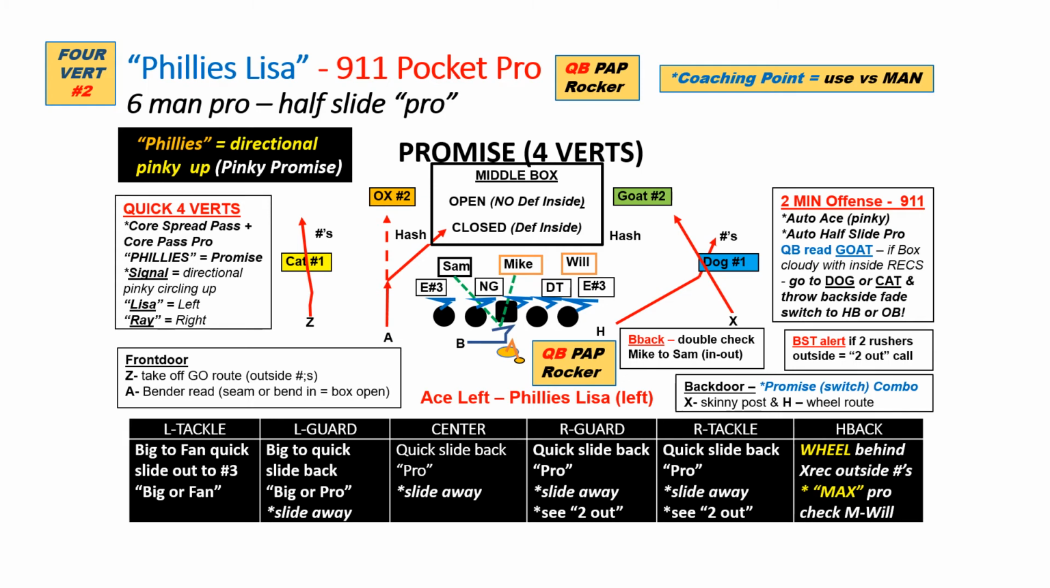X now is going to run a skinny seam, going to get up to that hash and get vertical as fast as he can. The H is going to go behind him on a wheel route and get to the numbers. Again, quarterback still going to read the goat, looking inside for the A and the X now. Doesn't have that wide open, then he goes to that H up the backside on the numbers for the takeoff wheel, or a back shoulder fade there. Again, we just would simply go Phillies Lisa, setting the pass protection to the left, and the back sets to the left with the power action, checking Mike to Sam. Promise, Phillies.